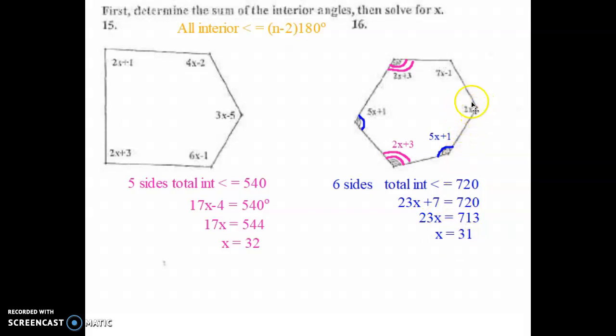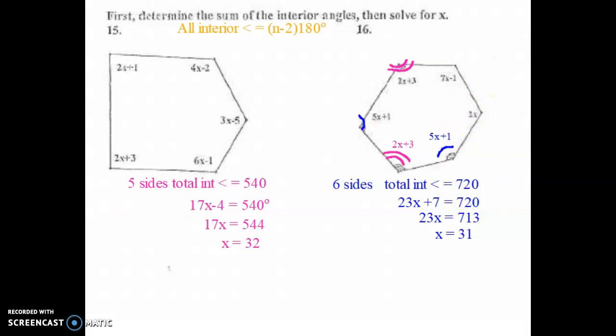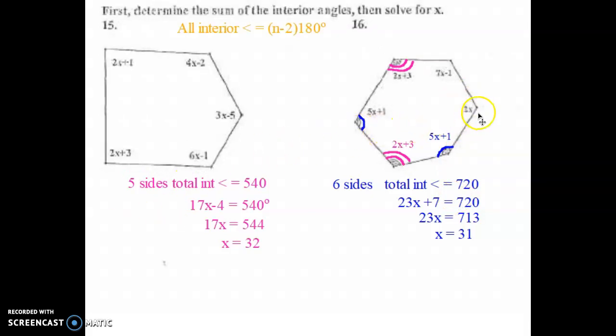So if I took this angle, oops, sorry about that, we have to plug it in. 3 times 31 would be 93. So this angle right there would be a 93-degree angle.